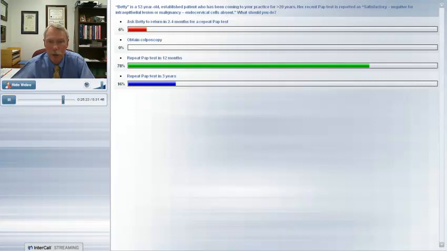The majority of respondents are leaning toward repeating the Pap in 12 months, and I think most experts would also agree with that management plan. There would be some, however, who would suggest simply repeating Betty's Pap smear in 3 years with the current 3-year guidelines.